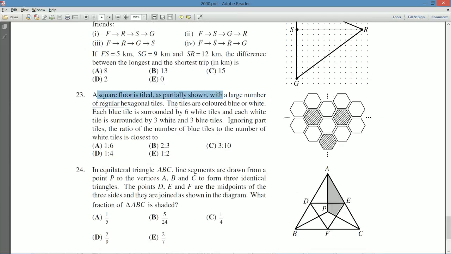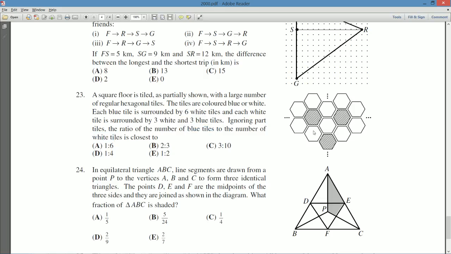A square floor is tiled, as partially shown, with a large number of regular hexagonal tiles. The tiles are colored blue or white. Each blue tile is surrounded by 6 white tiles, and each white tile is surrounded by 3 blue and 3 white. Ignoring partial tiles, the ratio of the number of blue tiles to the number of white tiles is closest to what?